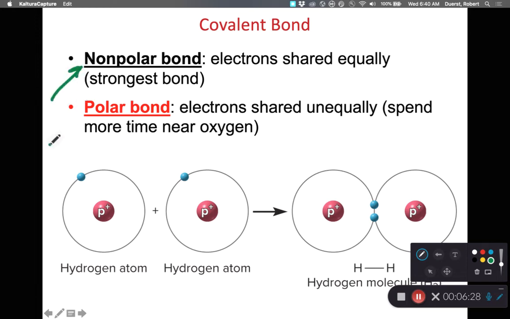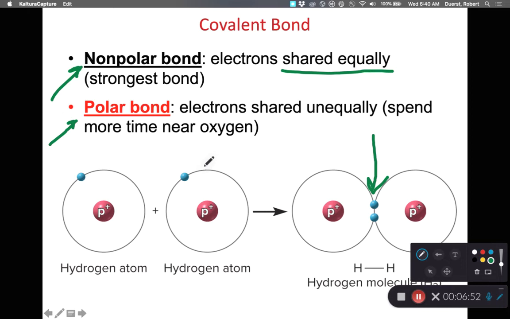We can have covalent bonds as well. The two kinds we're going to talk about are nonpolar covalent bonds and polar covalent bonds. Nonpolar covalent bonds are going to involve shared electrons, equal sharing of electrons. So here we have a hydrogen molecule, and because each atom within this molecule is exactly the same, we're going to have the electrons shared halfway between them because they have equal electronegativities.